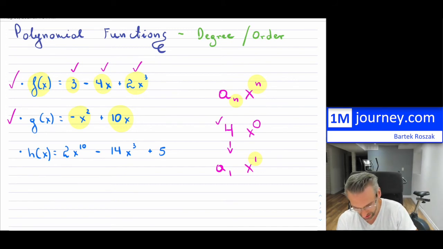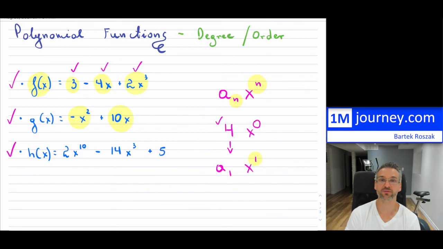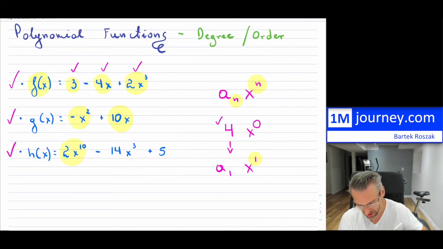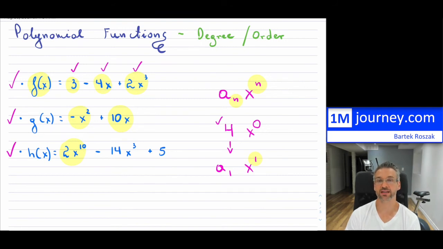Now, in the last one, this h of x, you can very quickly scan and say, all right, this one has an order or degree of 10, because that is the largest exponent that I have on my power terms. This is the dominant one, which is x to the 10, and then it has a constant of 2. The second term does have an x to the 3, so it's definitely not a small order, but x to the 10 overpowers it. And then the last one right here is just a constant, so that would have been degree of 0.